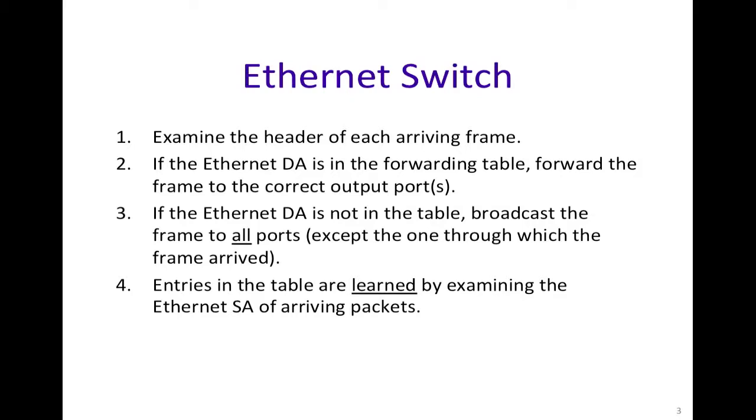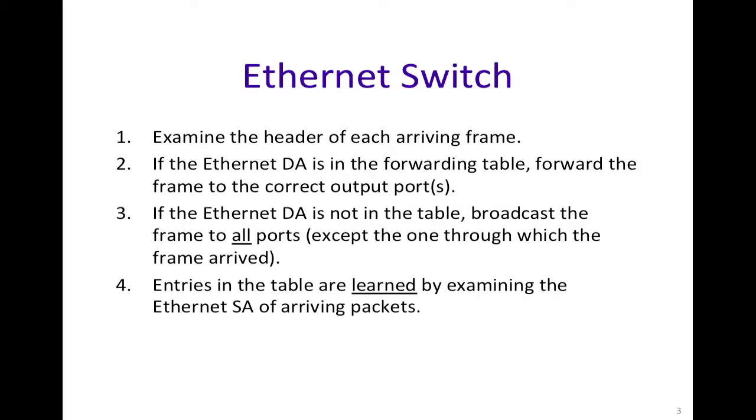First of all, it examines the header of each arriving Ethernet frame. If it finds that the Ethernet destination address is in its forwarding table, it's going to forward the frame to the correct outgoing port. If the Ethernet destination address is not found in the table, it's going to broadcast the frame to all outgoing ports. Because it doesn't know which one to send it to, it's just going to send it to everyone. And now that we've learned about flooding, we can see why it would do that, because we can be sure that it will reach its eventual destination.